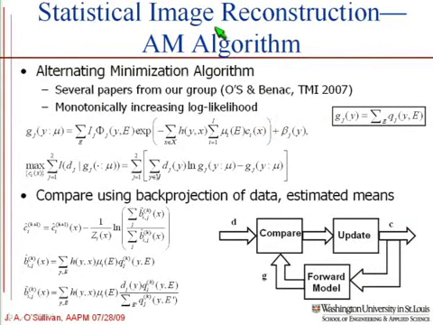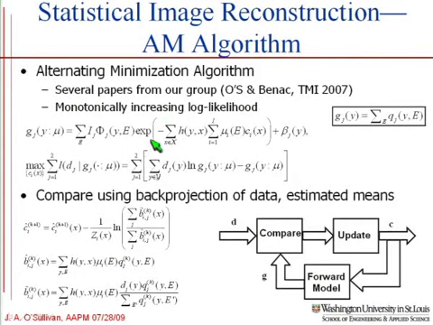If we take a statistical approach, then we're led to an iterative reconstruction algorithm, and there are various approaches for that. I'm going to focus on the approach that our group takes, which is an alternating minimization algorithm. Josh Evans talked about this algorithm earlier today. And so there's several papers from our group, including a TMI in 2007. The algorithm is guaranteed to monotonically increase the log likelihood function.